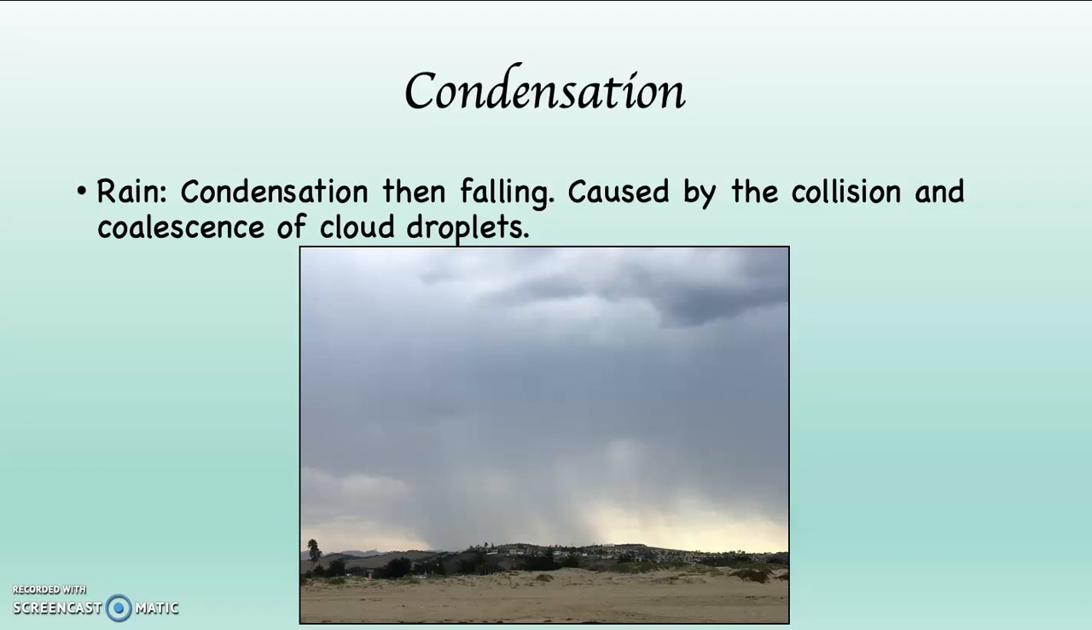Rain is condensation and then falling. That's just technically what it is. Condensation happens up in the sky, something falls, we call it rain. A raindrop is caused by the collision and coalescence of cloud droplets. Collision obviously means that things are going to bump into each other. Do you know what coalescence means? It means they group together as one. They sort of lose their individuality.